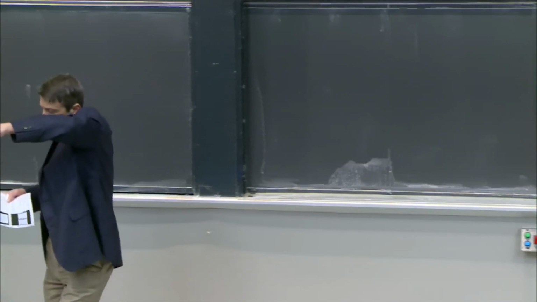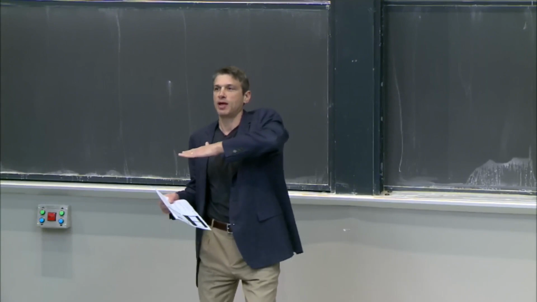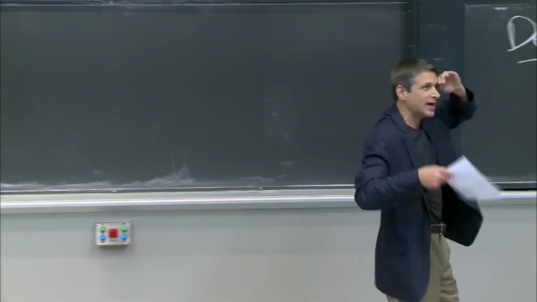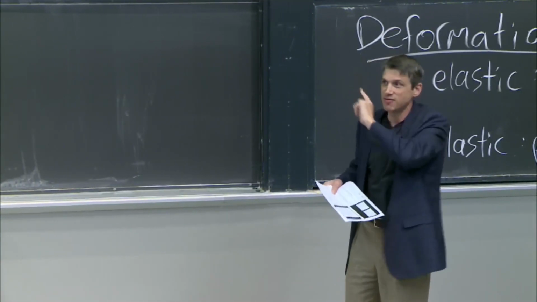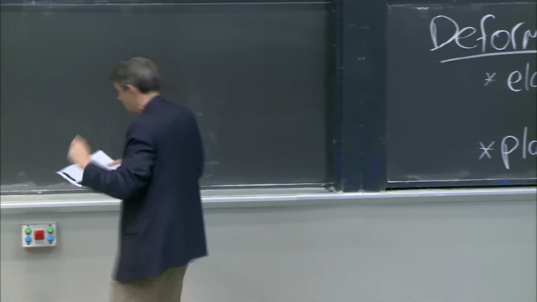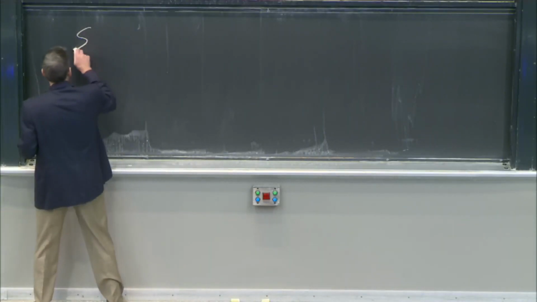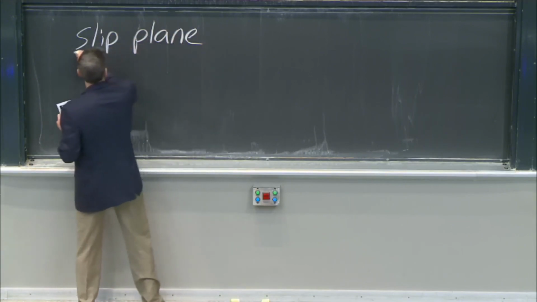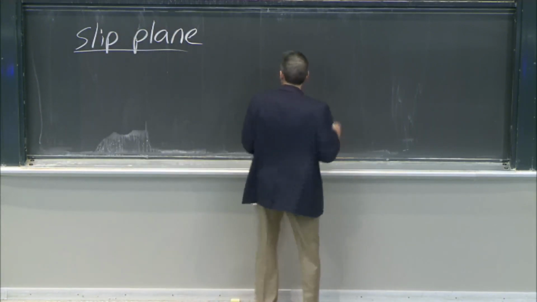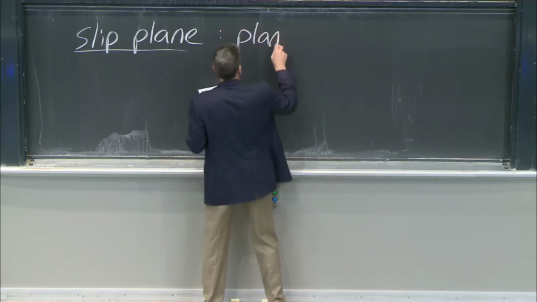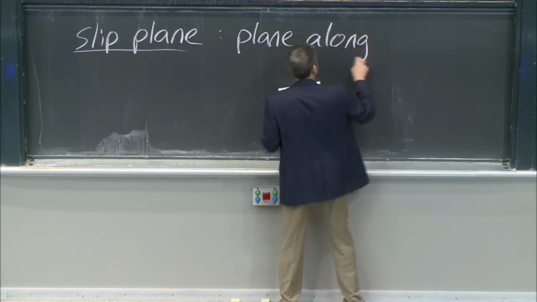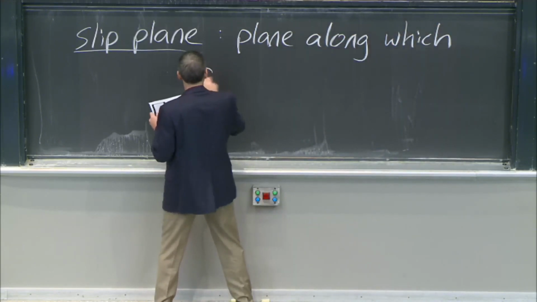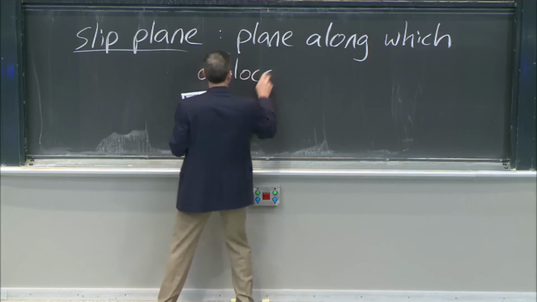There is a plane here that's moving on another plane. There's a plane that's moving on another plane, and it's doing it only because of that dislocation, that one-dimensional defect. Now, that is slipping, so it's called a slip plane. It's the plane along which the dislocation moves.